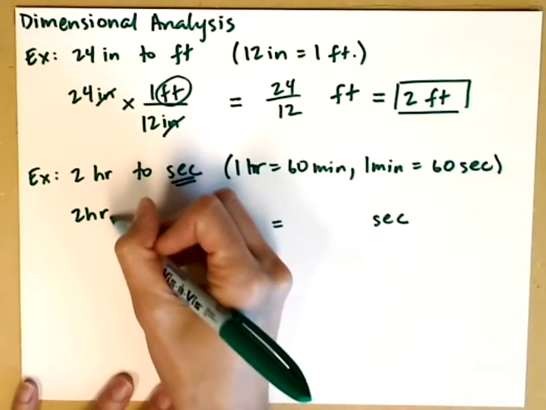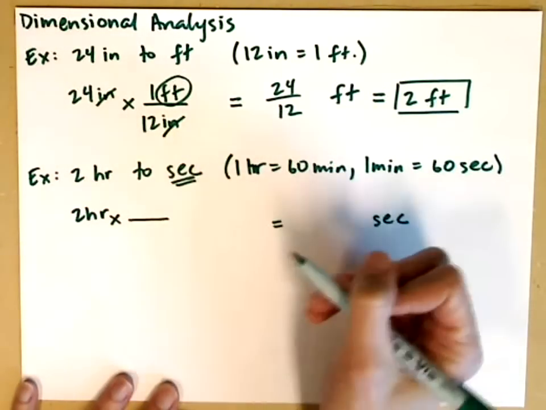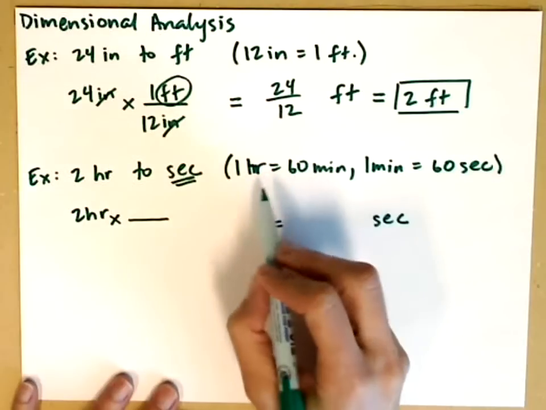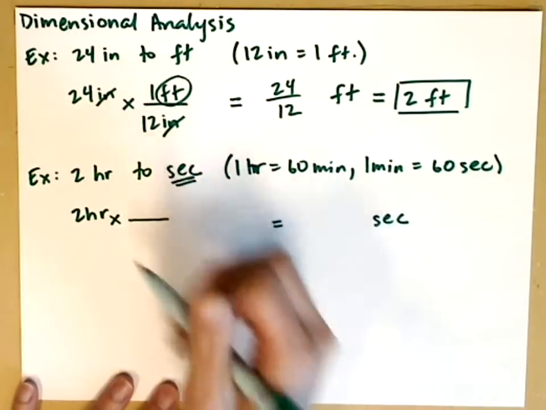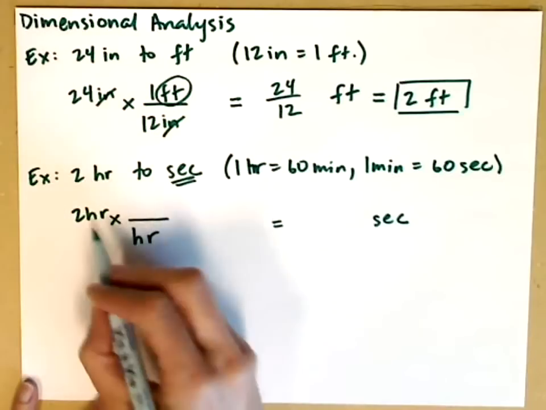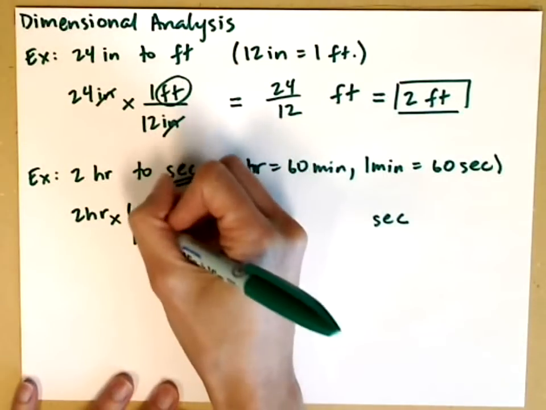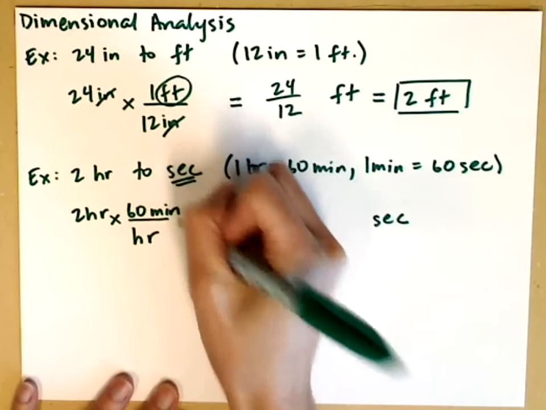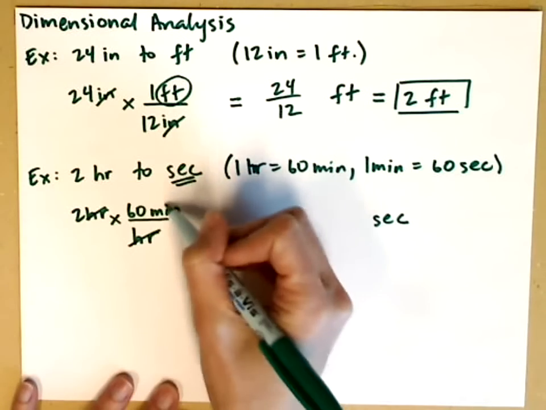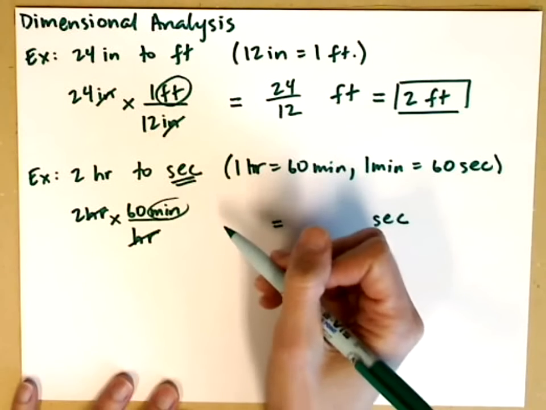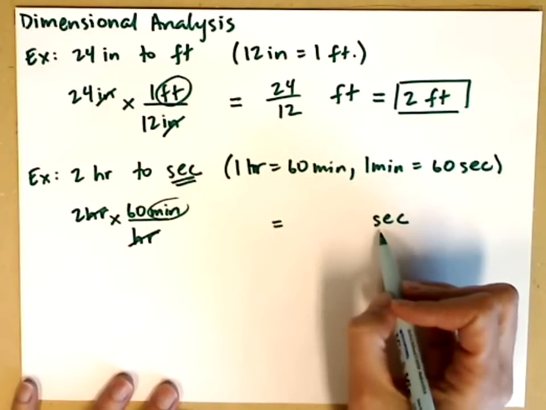Using my dimensional analysis, I'll multiply by the first fraction using one of my equivalents. I want to cancel hours, so I put hours in the denominator to cancel with the hour from the 2, and then the equivalent 60 minutes in the numerator. Notice how I can cancel the hours and I'm left with minutes at this point. But I don't want minutes, we want seconds.